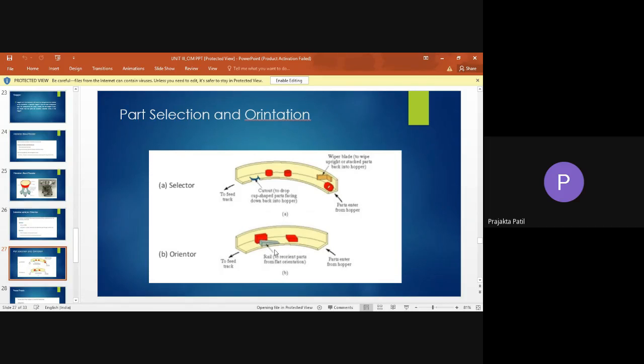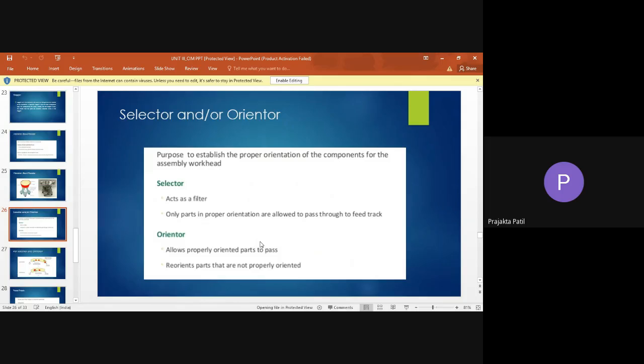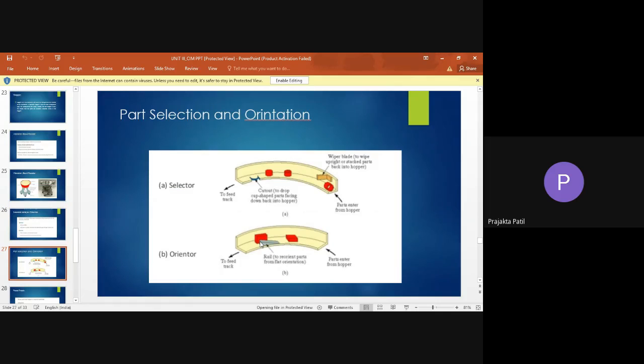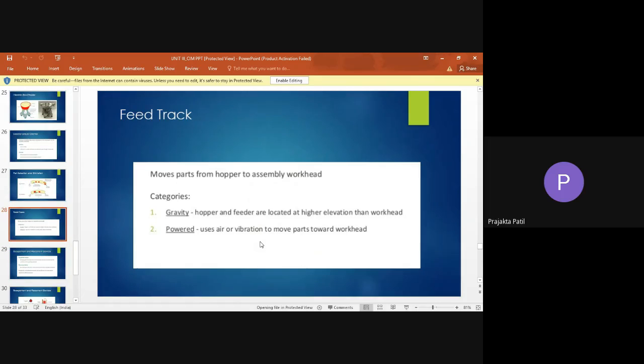So you have certain constraints in between. The design will be such that as the parts glide over it, they are going to have a proper orientation. So these are the selectors and orienters. One is basically going to filter the components, and the second will give a proper orientation as required for the assembly.